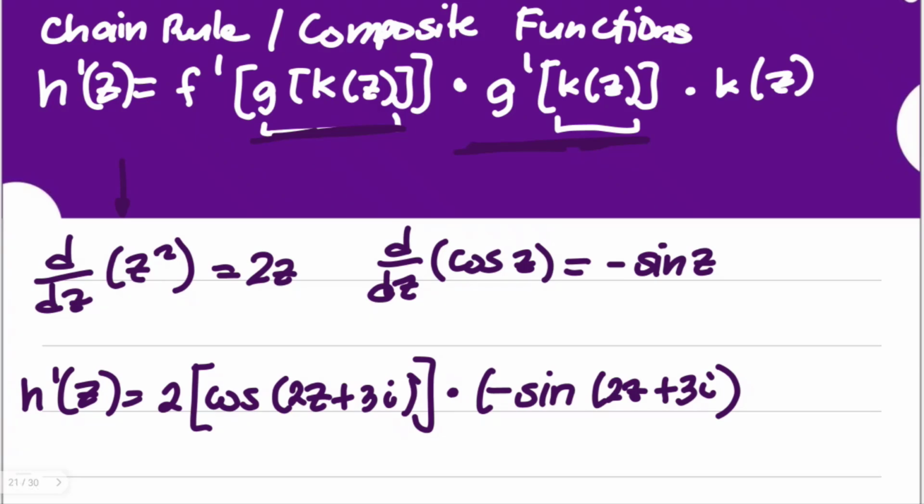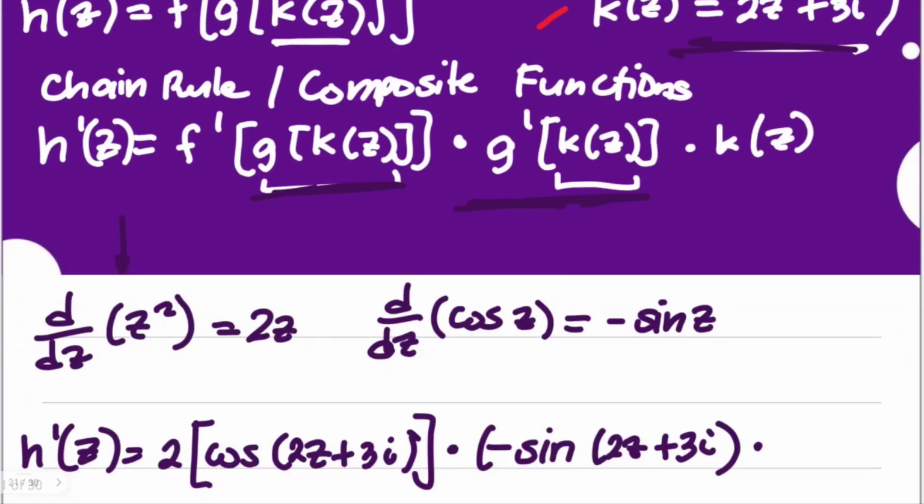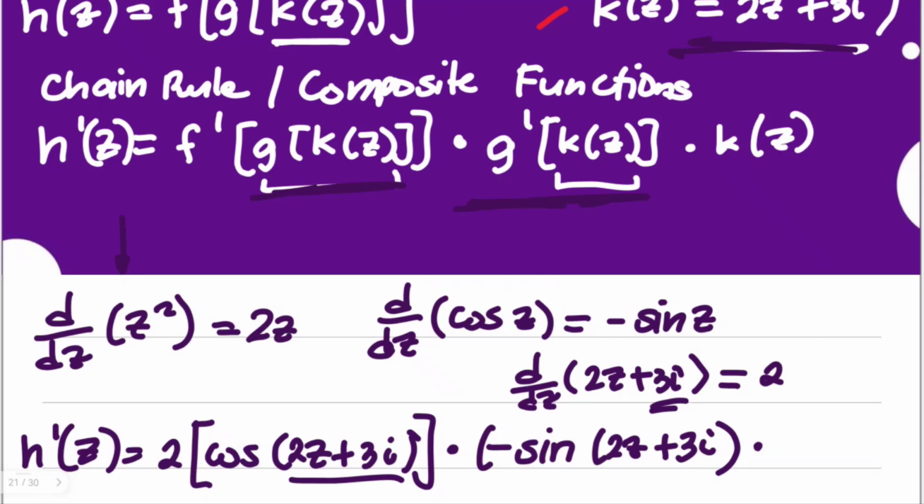For the third motion, times the derivative now of k of z, which is this one here, obviously the innermost function. So you will have here the derivative of 2z plus 3i. Take note, it's with respect to z. So 2z becomes 2, 3i becomes 0, because i is treated as a constant. So that's actually plus 0, it is just equal to 2. So times 2 in this answer.